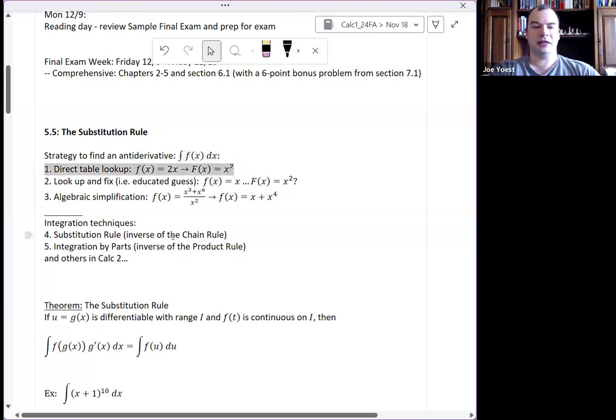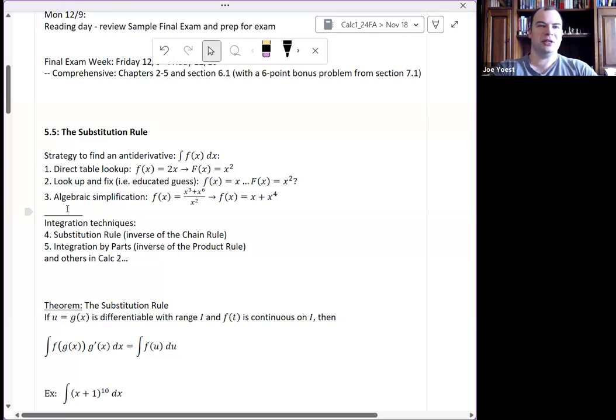So if we're looking to find an antiderivative or to solve an indefinite or definite integral, the first thing we look at is, do I just know what the antiderivative is? Essentially a direct table lookup. F of x equals 2x. I know that x squared differentiates to that.